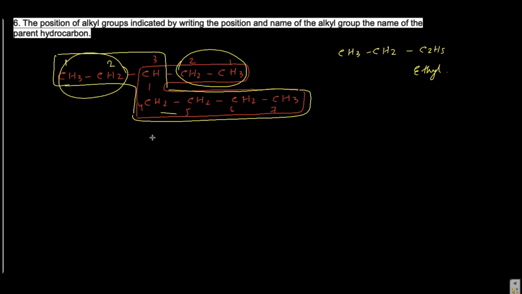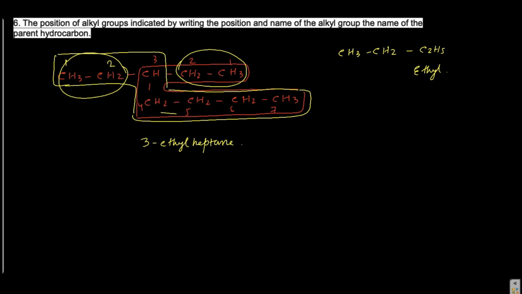So both numbering systems are right, so it becomes 3-ethyl, 7... that is the heptane. All are single bonds, so that is the N, that is the heptane.